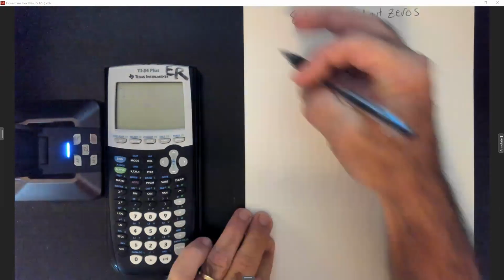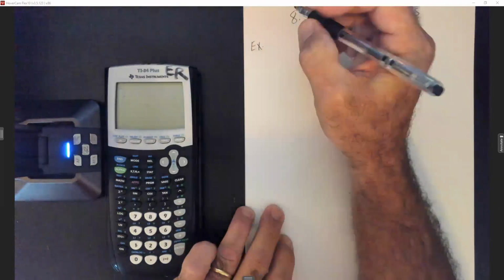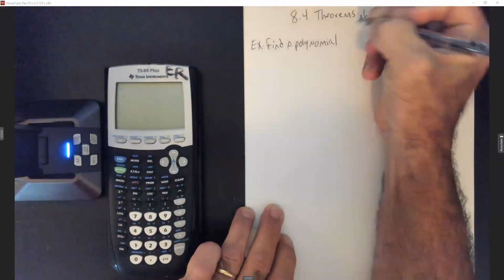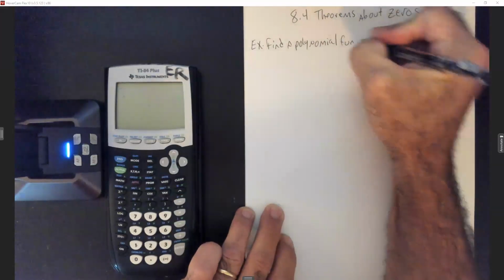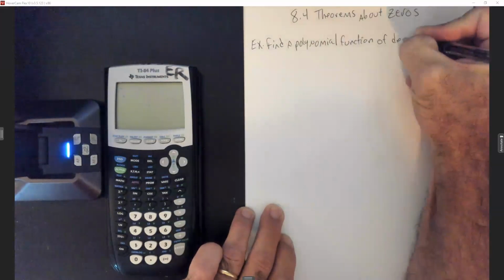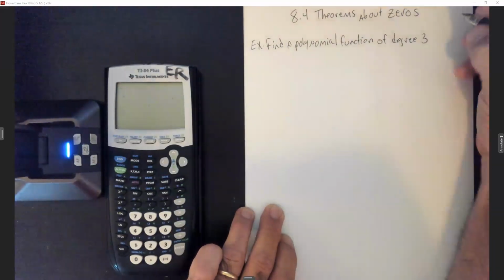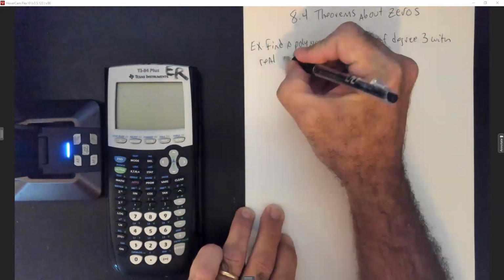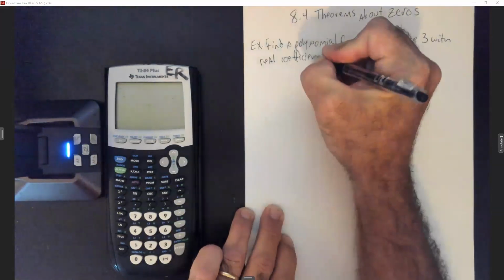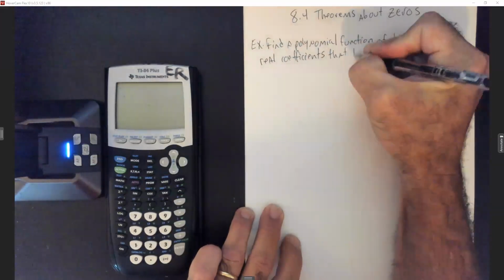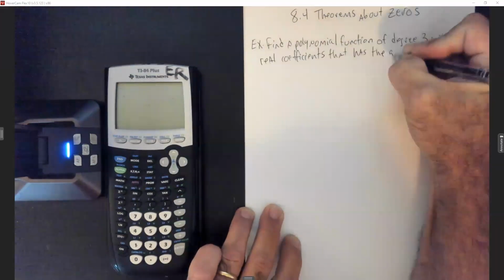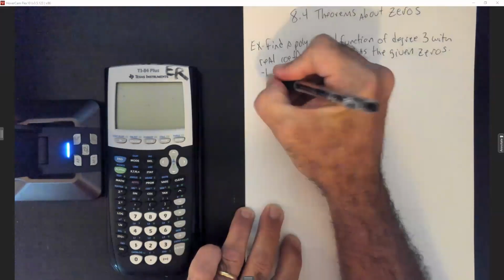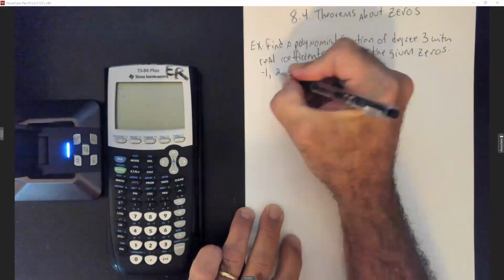All right, so this first example, they want us to find a polynomial function of degree 3 with real coefficients that has the given zeros. So the given zeros are -1, 2, and -5.